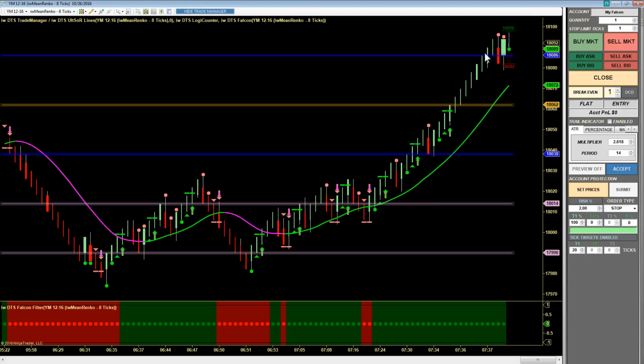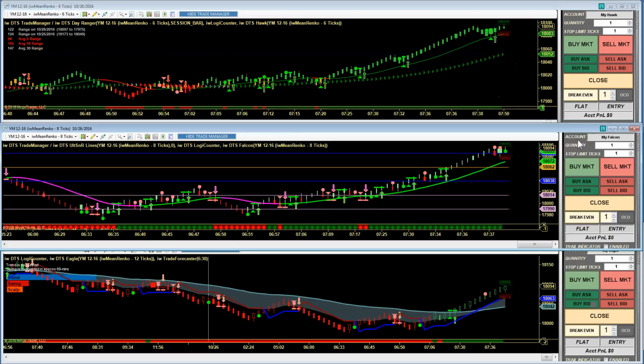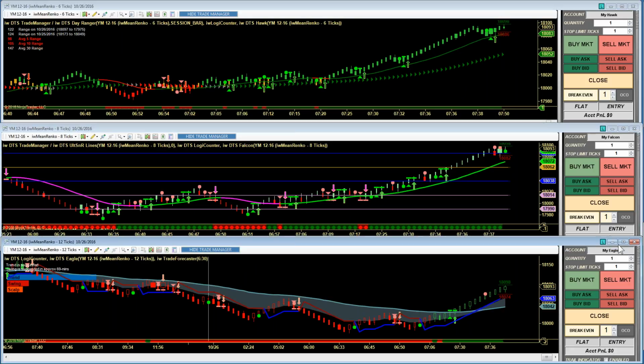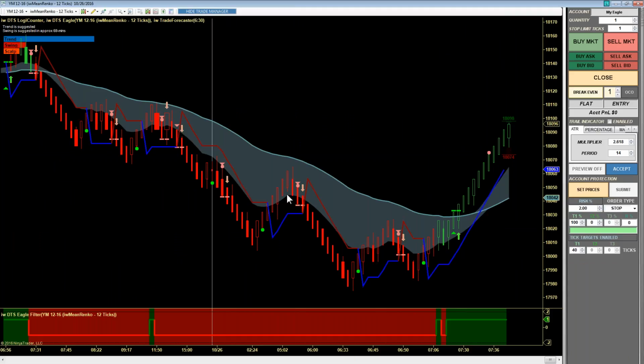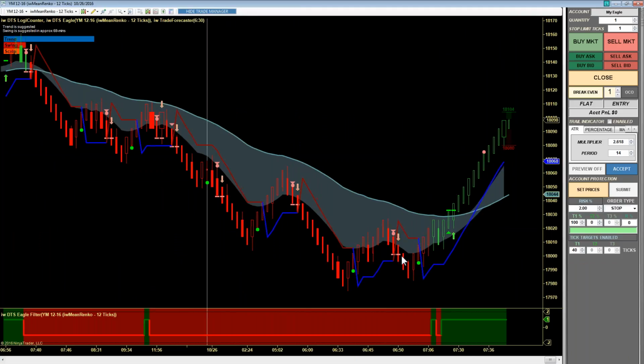So some good news hit the market here. Incredible rally. Let's take a look now at the Eagle for the mini Dow. So pre-market we had the sell signal. This is a sell signal, but it's not one of our high probability signals. With the Eagle, I haven't spent a lot of time with the Eagle today.